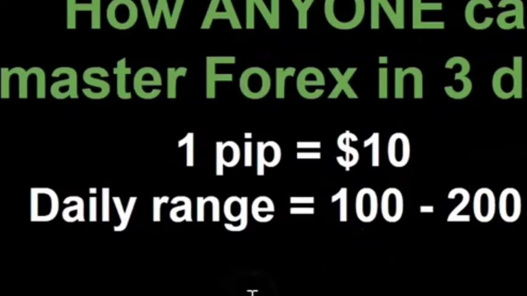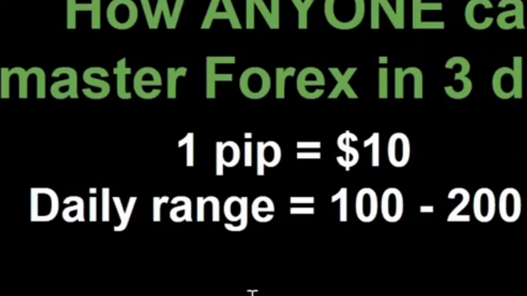And a pip is nothing more than an increment in price movement, all right? Exactly like stocks. Say you buy a stock at $10 and you sell it at $10.50. Well, your stock just moved 50 cents. Right? So in stocks, your increment is cents. Now in Forex, your increment is called pips. That's the only difference, guys.